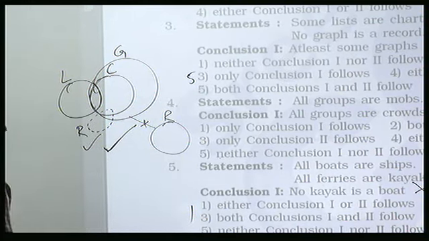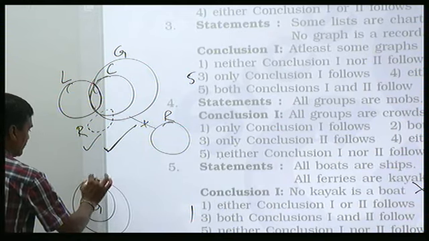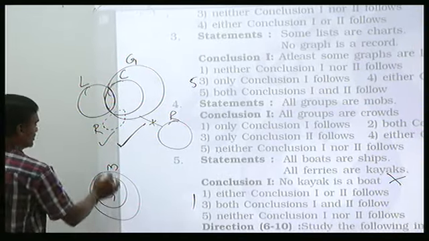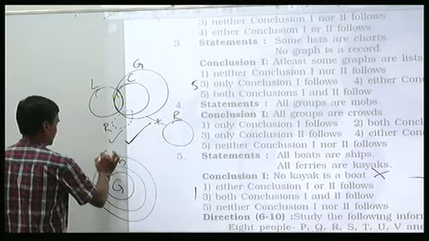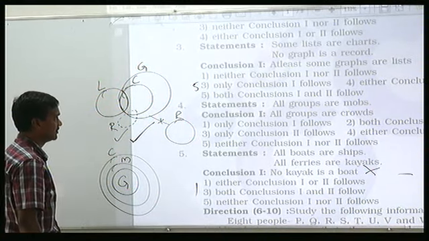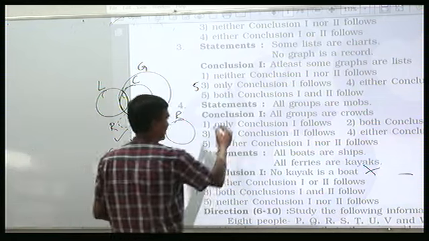Fourth one. All groups are mobs. All groups are what? Mobs. And all mobs are crowds. All these mobs are crowds. This is the basic diagram, right? All groups are mobs. All mobs are crowds. First conclusion, all groups are crowds. True or not? Definitely true.